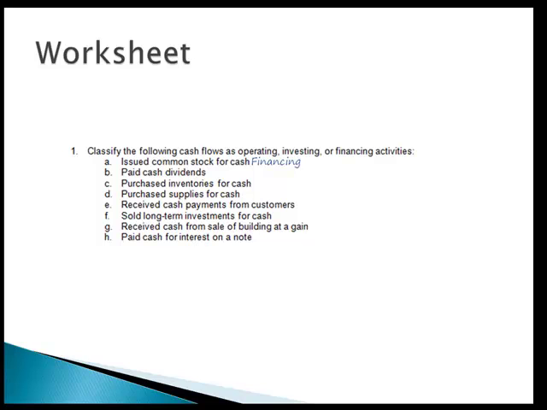Letter B says, well, what if we pay cash for dividends? Again, that's a financing activity. Anything related to your company's stocks, your company's bonds, or your company's notes are going to go in the financing section. If you purchase inventory for cash, remember that's an operating activity. Normal everyday operating activity. If you purchase supplies for cash, again, that's a normal operating activity. If you receive cash payments from customers, again, an operating activity.